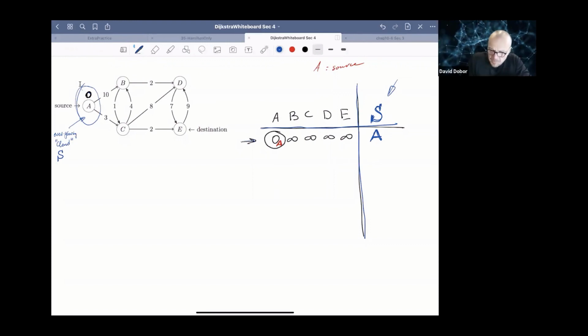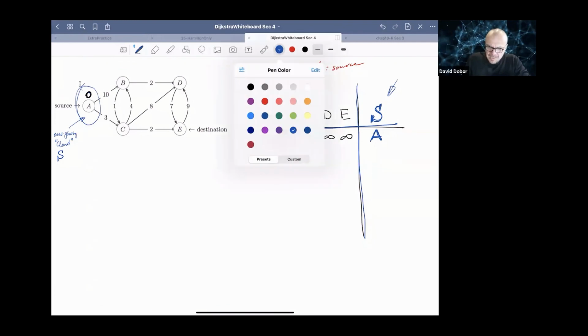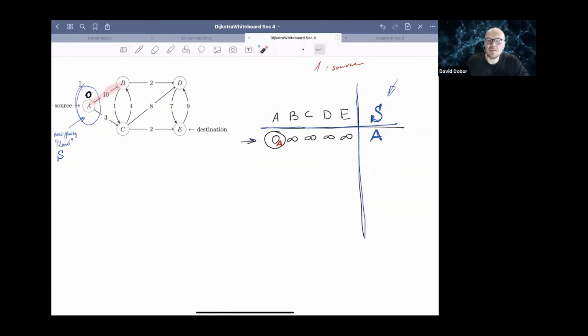So what do I see from the cloud? I see this one, that's B. And I see this one, his name is C. So first, I ask B, what's the distance of getting to you? Initially, my distance was infinity. I had no idea how to get to B. But now from the cloud, I can see B. And I know that at the cost of 10, I can get to B. If I had $10 in my pocket, I'd get to B.